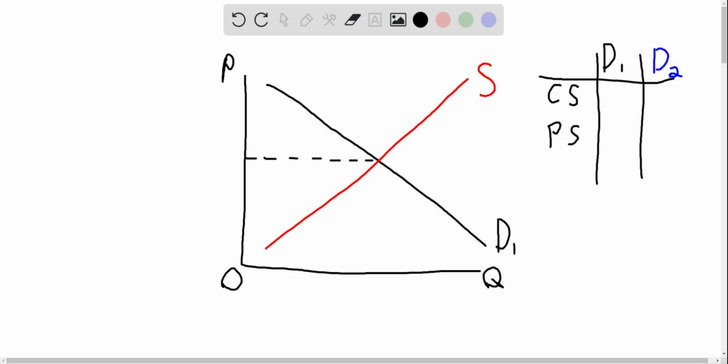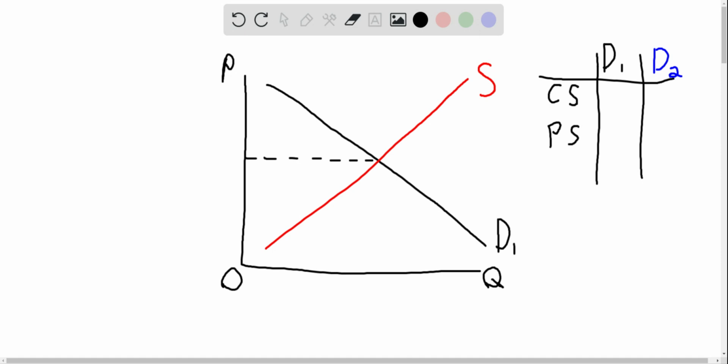Consumer surplus is defined as the difference between a consumer's willingness to pay, which is, as you learned earlier in the chapter, represented by the demand curve, and what the consumer actually pays for that good. Producer surplus is very similar in that it is the difference between the producer's willingness to supply at a certain price and what they actually receive for selling their product. And this willingness to supply is represented by the supply curve.